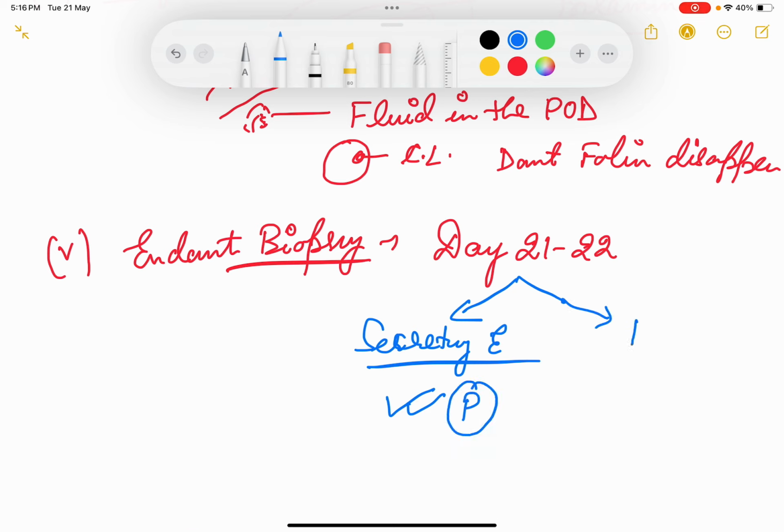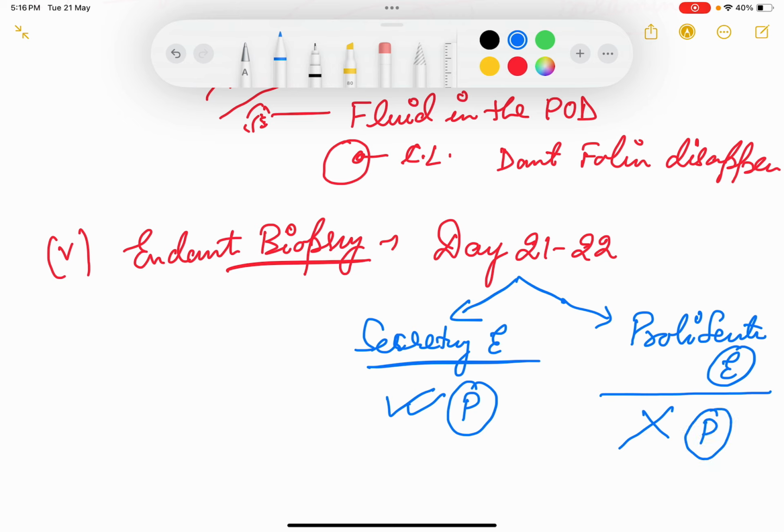But if it is still proliferative endometrium, that is, the first half of the cycle का endometrium अभी भी है in the endometrial biopsy, then it is suggestive that there is no progesterone till now. It is under the effect of estrogen only. So, it means ovulation has not taken place.